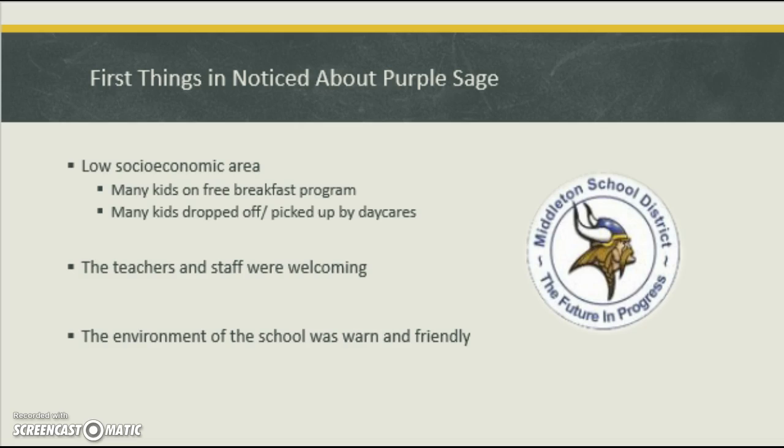When I first walked into Purple Sage, I was able to notice a few things right away. I knew before going to the school that it was in one of the lower socioeconomic areas of the Treasure Valley. This was something that I could tell right away because many of the kids were on the school's free breakfast program and many of the kids were dropped off by daycares. Another thing I noticed is that the teachers and staff seemed very supportive of the kids and generally pleased to be working at the school. The school had a really welcoming and friendly environment.